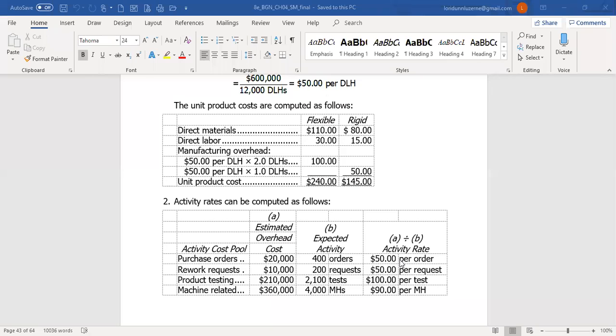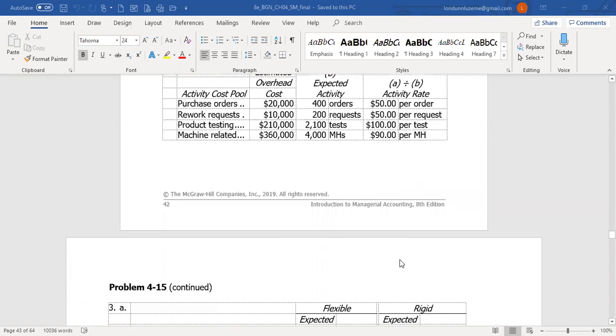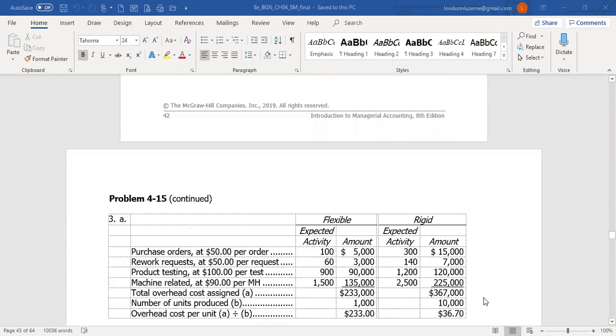So that's how we determine the activity rate for each cost pool. Now, using activity-based costing, do the following. Determine the total amount of overhead that would be assigned to each model for the year. So now we're going to say, okay, how much manufacturing overhead is there related to the purchase order for each one?